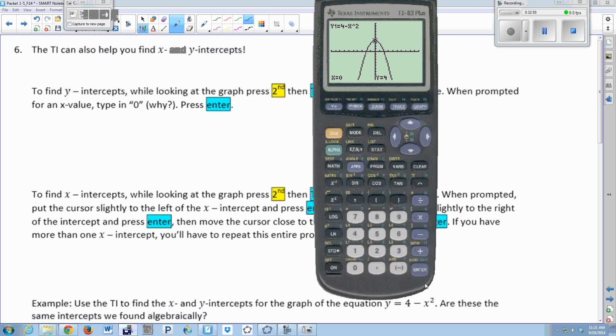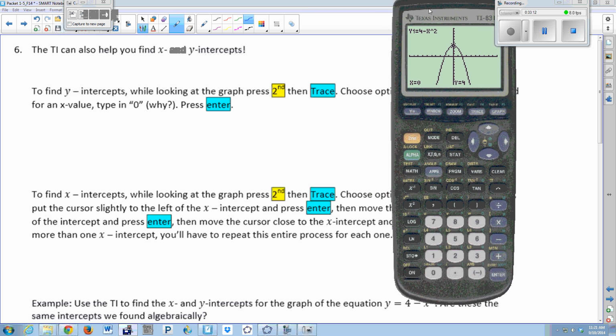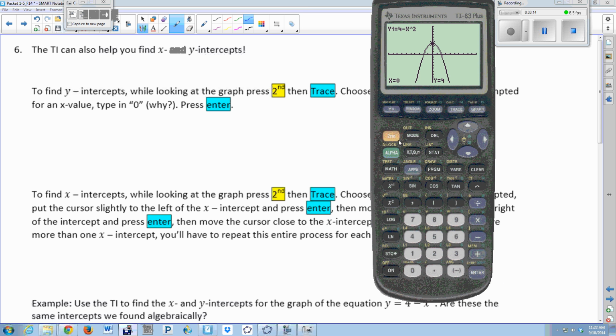So I just tell it to calculate my y value. You could have also looked at the table and gotten that, right? You could have gone to the table, saw where x was 0 and what the y value was. But this is a way to get it directly from the graph. So again, you go to your calculate menu, which is second trace. You go to value, and then you type in x is 0 because you're trying to find the y-intercept.